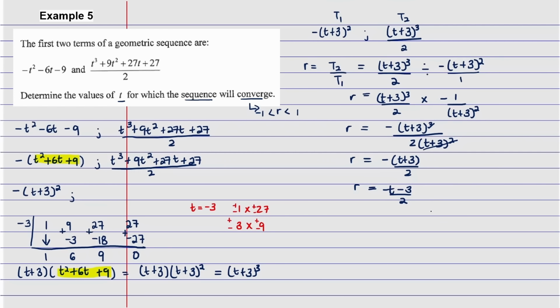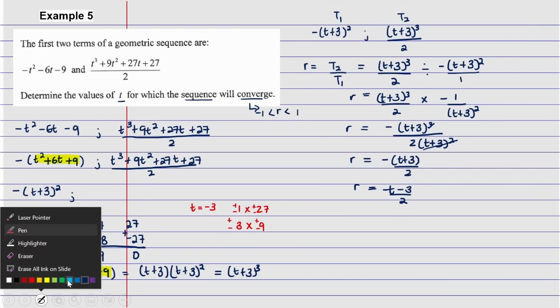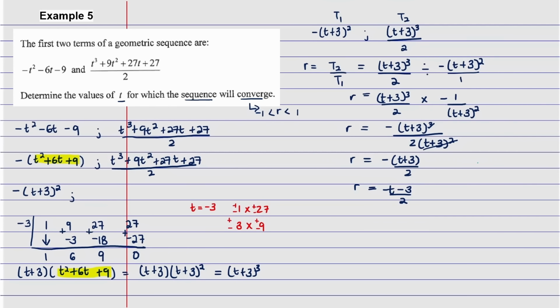I don't know where I'm going to get space. Let's just do it in another color so that there's direction, right? So we know that r is between negative 1 and 1, right? So substituting your r in terms of t, it's going to be negative t minus 3 divided by 2, between 1 and negative 1. So multiply this 2 here and multiply this 2 here.